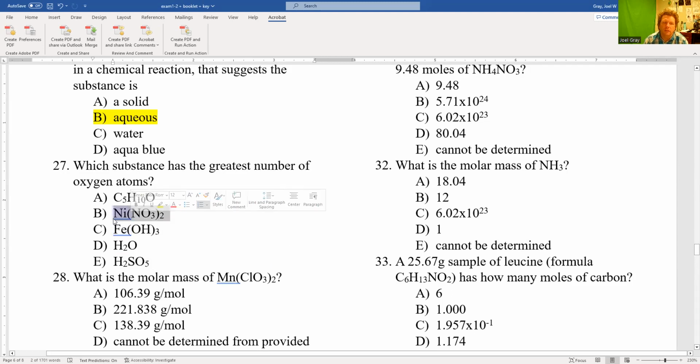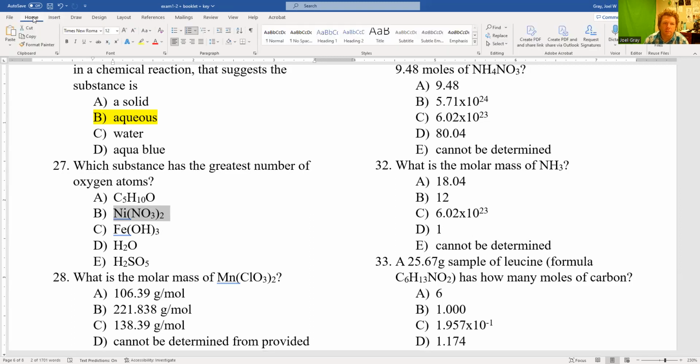And then last but not least is Ni(NO3)2, or nickel nitrate. That 2 applies for everything inside of the parentheses. So that means that we've got a total of 6 oxygens because there's 2 NO3s. So B is our correct answer there.